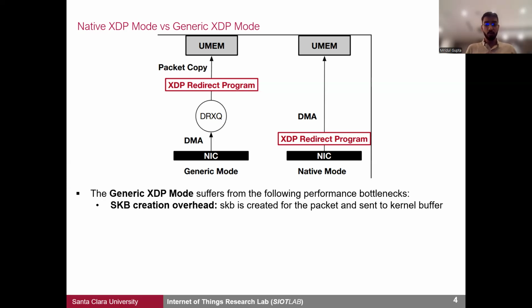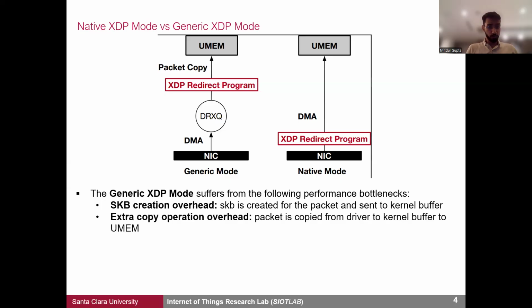Second, the generic XDP mode carries out two copy operations, as we can see here. First, one from the driver to the kernel buffer through DMA. The second one is from the kernel buffer to the UMEM that is done by the XDP redirect program.